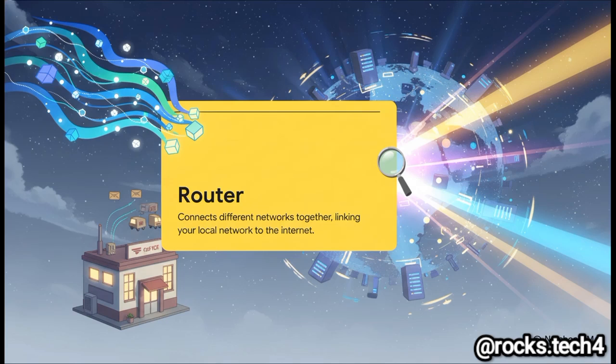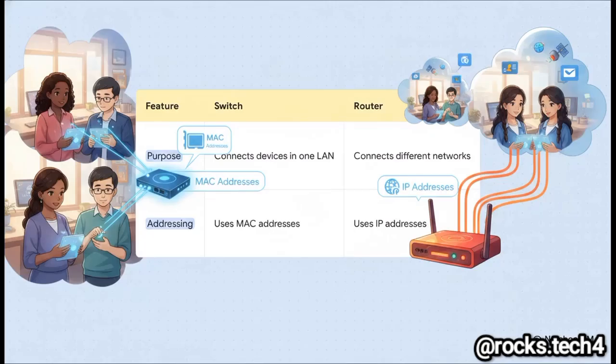So if the switch is handling the mail inside the building, the router is the main post office for the entire town. It's the device that takes all the data from your local network and sends it out onto the internet. And just as important, it's the gateway that receives all the data coming back in from the outside world. It connects your little network to all the other networks out there. So let's just nail down this crucial difference.